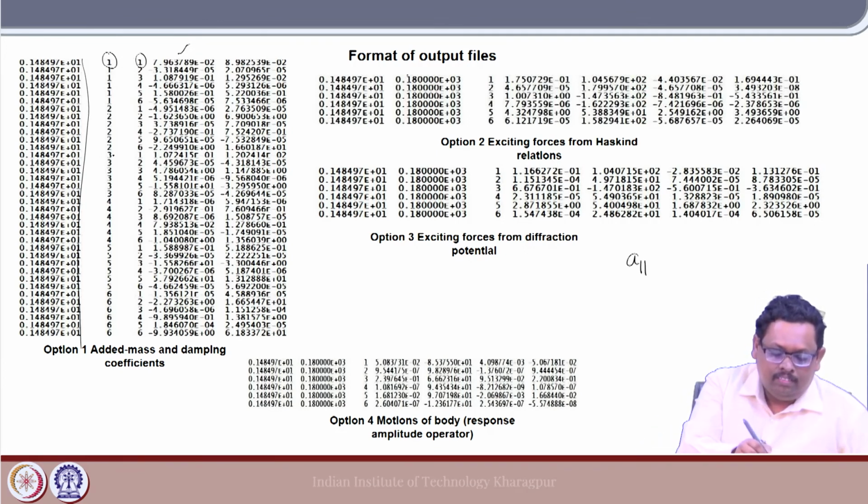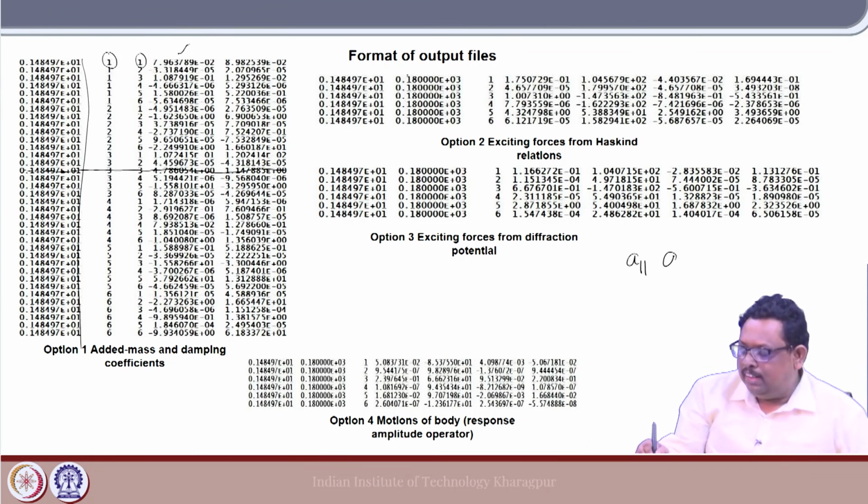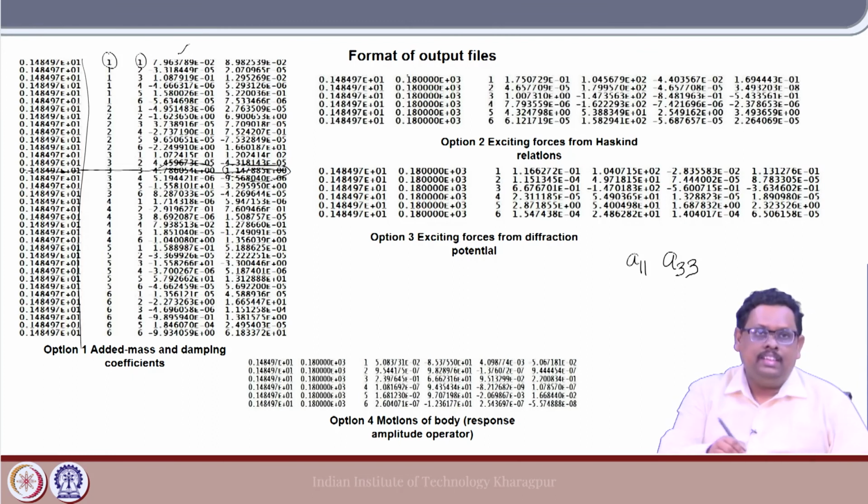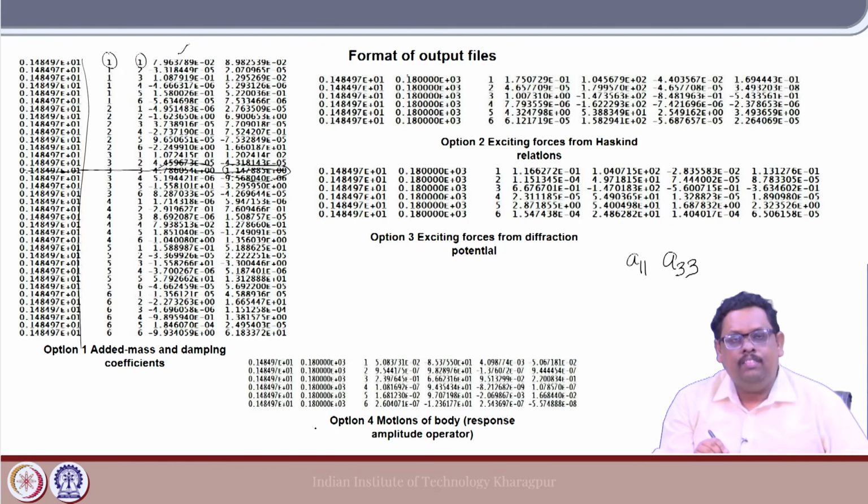For example, if I just mark these values, this one is the added mass for 3 3, and this is the damping coefficient, right. So, this is how I can read the option 1 file. If you turn it on, then you get this result.